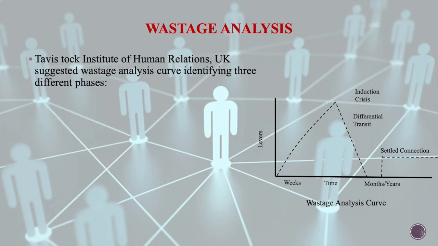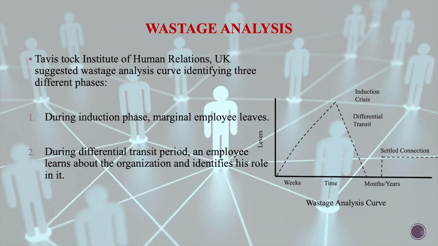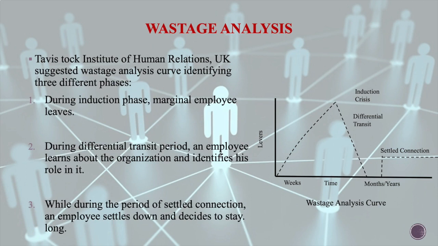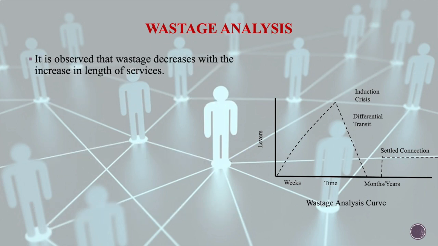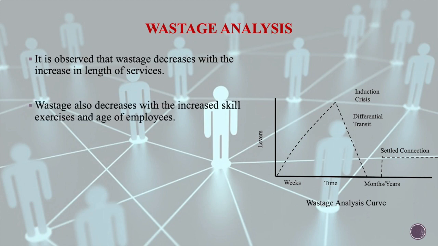Tavistock Institute of Human Relations, United Kingdom, suggested the wastage analysis curve can be identified using 3 different phases. Number 1, during induction phase, marginal employees may leave. Number 2, during differential transit period, an employee learns about the organization and identifies his role in it. Number 3, during the period of settled connection, an employee settles down and decides to stay. So it is observed that wastage decreases with the increase in length of service. Wastage also decreases with increased skill and age of employees.